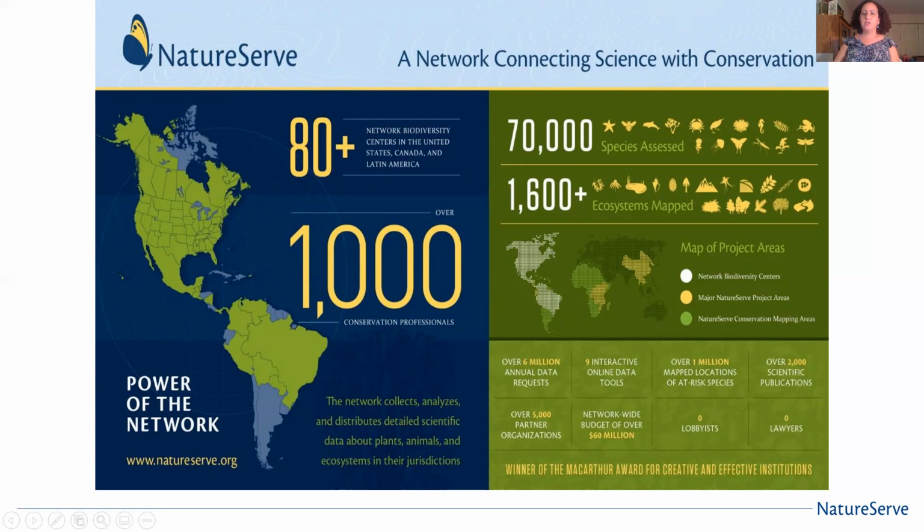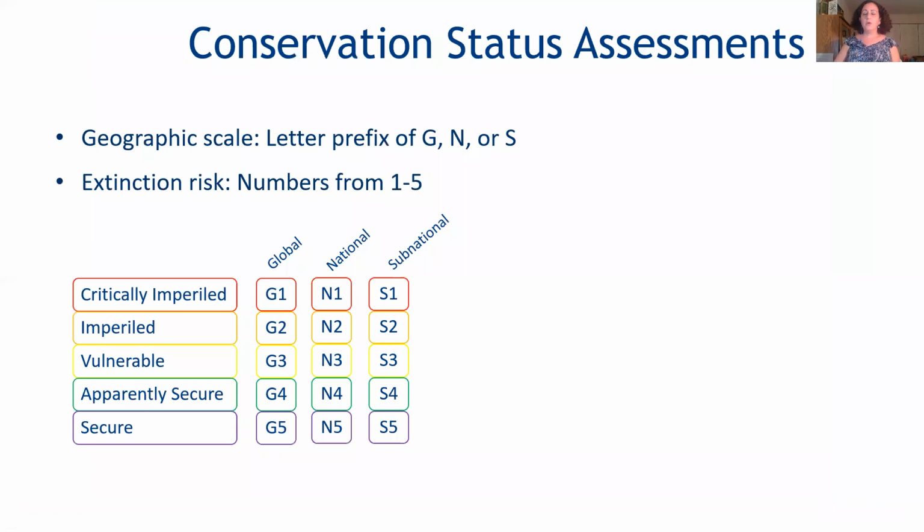Because of our mission of conservation, we collect, maintain, and disseminate high quality data with a particular focus on rare and imperiled species and ecosystems. So you may know us for our conservation status assessments or ranks. These assessments provide a relative risk of extinction using a numerical scale from 1 to 5, 1 being the most imperiled and 5 being the least imperiled.